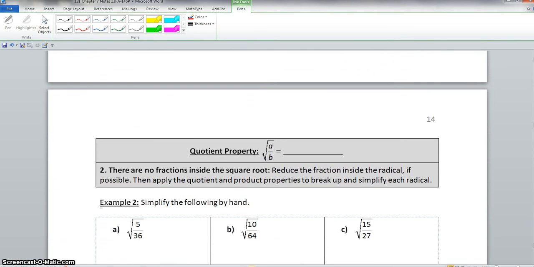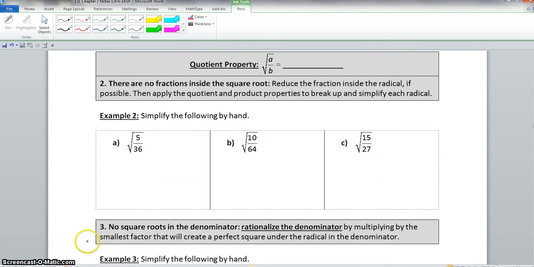Now, we scroll down here. Now we're going to work with the quotient property. We know quotient means division. So we have the square root of a divided by b, or the square root of the fraction a over b. That is basically the same thing as saying the square root of a divided by the square root of b. Now this is the same as this here.